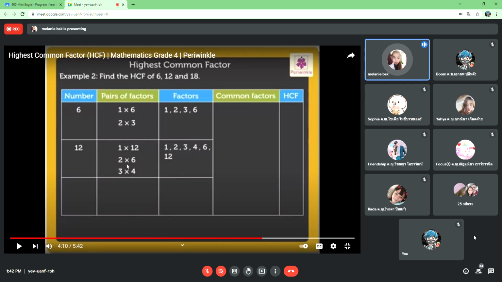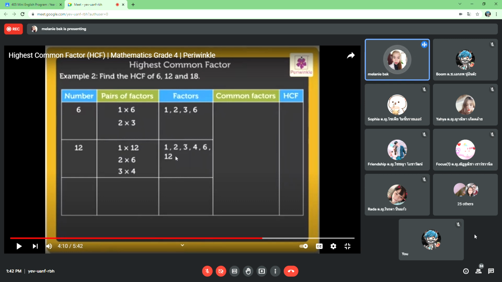2 multiplied by 6 is equal to 12. And 3 multiplied by 4 is equal to 12. So we're going to arrange them from lowest to highest: 1, 2, 3, 4, 6, and 12. Okay, children, that's where you get 1, 2, 3, 4, 6, and 12.